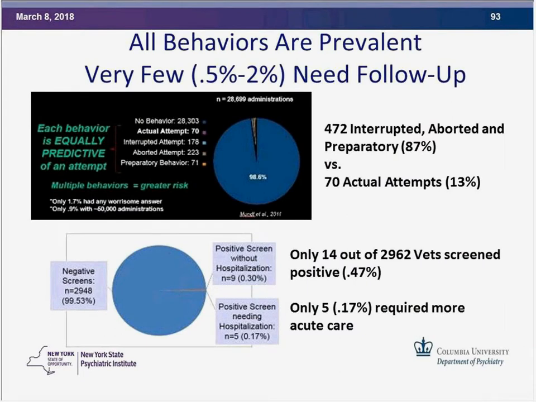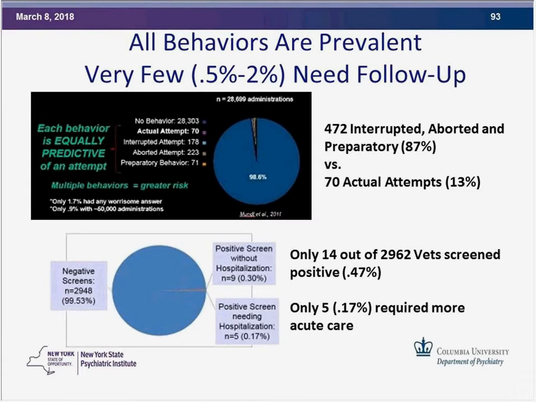And we know that all of these behaviors are prevalent. This top graph looks at 30,000 administrations of the SSRS to depressed study subjects. And what we found was in those high-risk behavior answers, only 13% were actual suicide attempts, and 87% were these other 3 behaviors. So if all you ask about was, have you ever tried to kill yourself, you will miss the vast majority of people engaging in these worrisome behaviors.